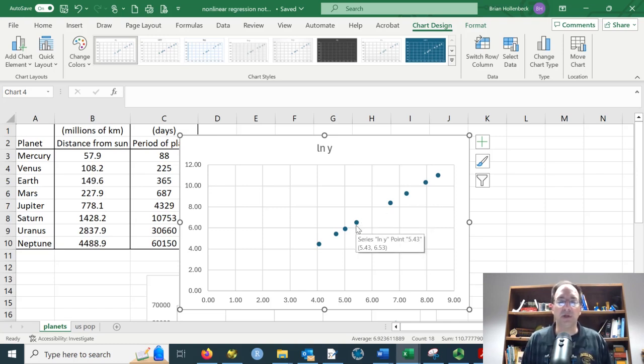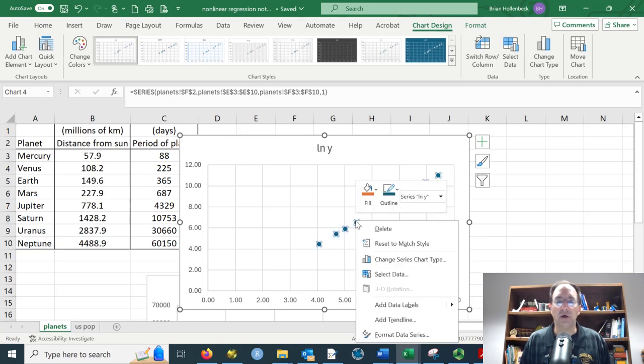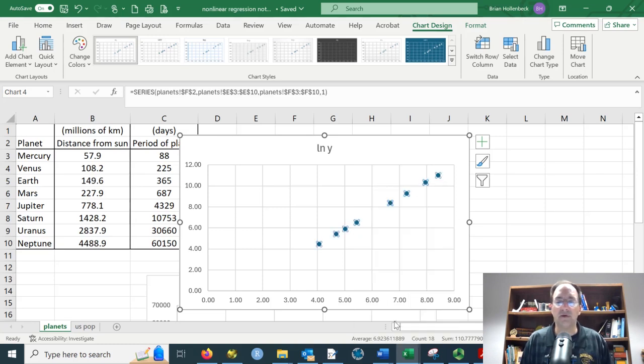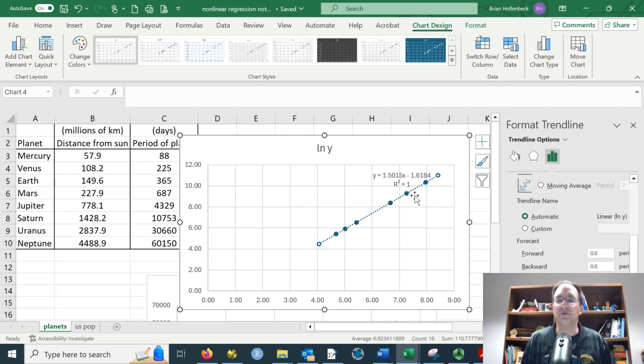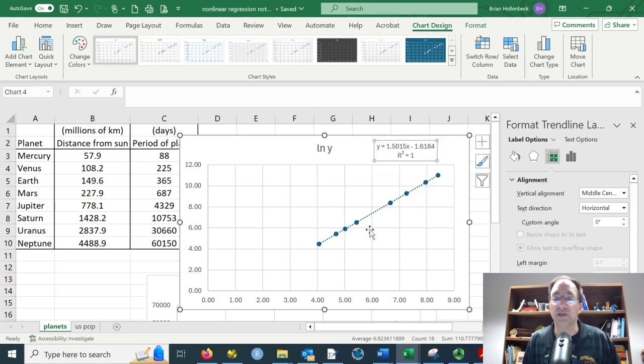Now I can apply normal linear regression, which we have here on Excel. So I want a linear fit. Let's go and look at the equation and the r squared value. Notice Excel saying an r squared of 1, so that means it's about as perfect as we could hope for. And now we have our slope, which is about 1.5, and our intercept, which, remember, this is the log of the intercept, so negative 1.6184.